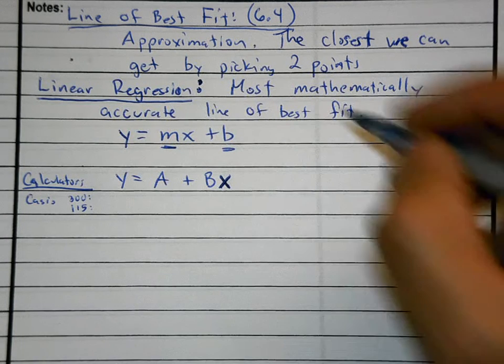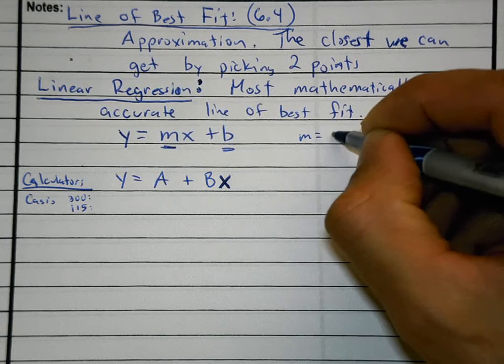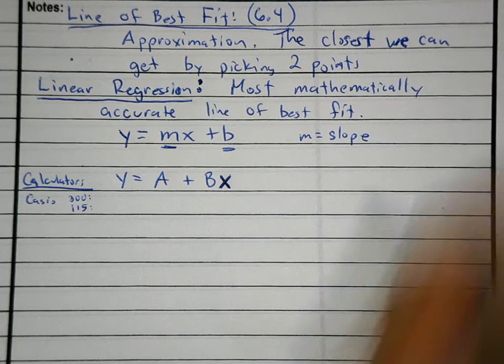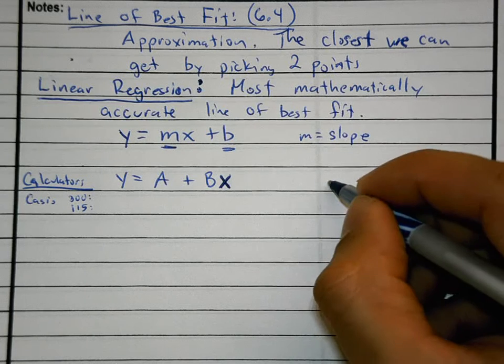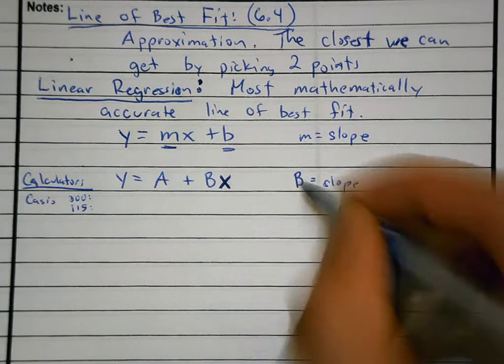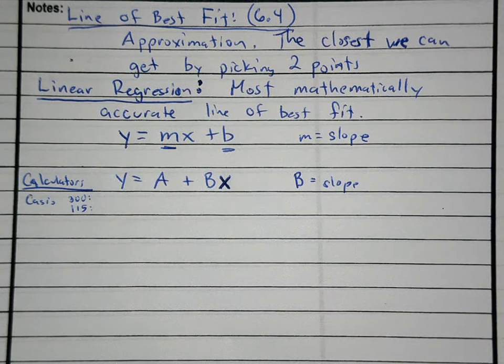So this is what it's going to work for. What I have to know is, up here, M is the slope because it's in front of your X, right? What's your slope on the calculator when we use the calculator model? What's in front of our X? Big B. So I have to know that big B is the slope.